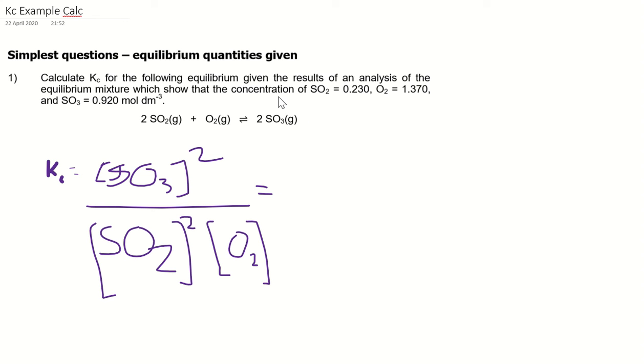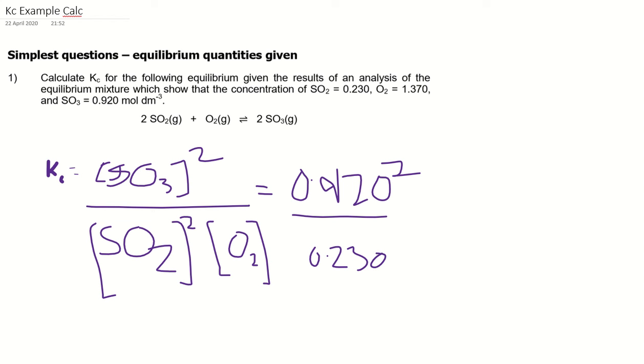Now they've given you concentration even, so you don't even need to do the calculation of concentration, they've given you it. So it is simply concentration of SO3 is 0.920 squared divided by SO2, which is 0.230, again, squared, don't forget to square, times by concentration of O2, which is 1.370 to the power of 1.